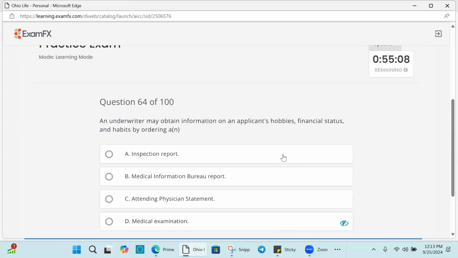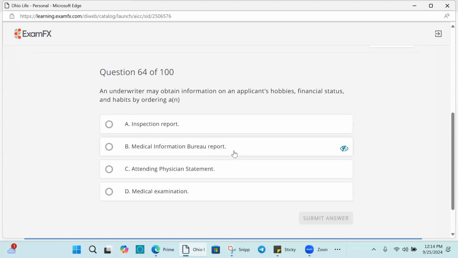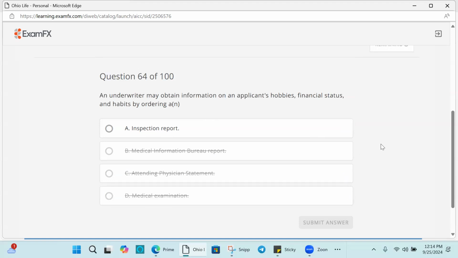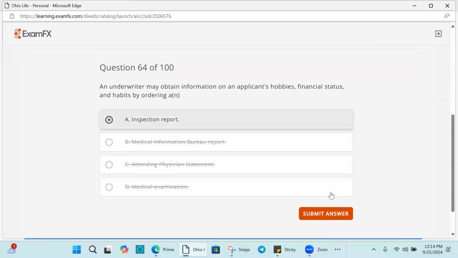An underwriter may obtain information on applicants' hobbies, financial status, and habits by ordering inspection reports. No, Medical Information Bureau reports, no. Attending physician statement, no. Medical examination. This is confusing. Financial status, hobbies, habits, no. Maybe inspection reports. I don't remember inspection reports in my stuff. But it's not medical reports, not medical examination. Hobbies, financial, it's the consumer inspection report. None of the other options make sense, really, to be honest.